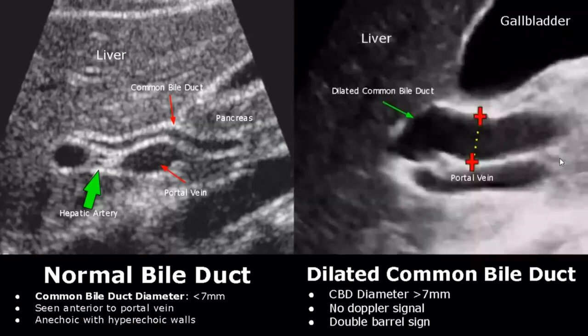Here we have an image of a dilated common bile duct. The diameter will exceed 7 mm and there will be no blood flow seen on Doppler. This appearance is termed the double barrel sign. It is formed by the dilated duct which is anterior to the portal vein.